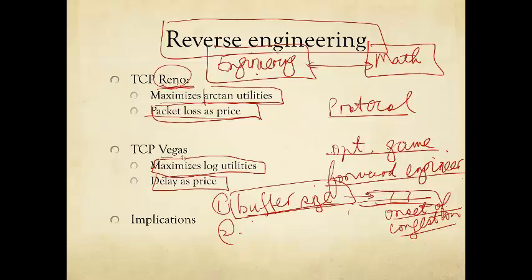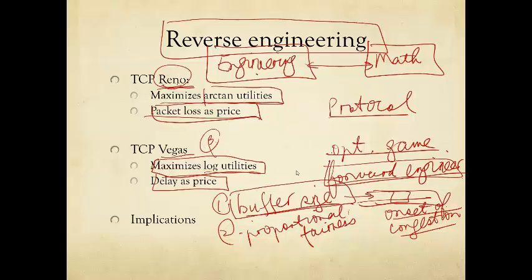Another implication, this time for Vegas, is that because it's been reverse engineered and shown to be maximizing logarithmic utility, it actually achieves proportional fairness in the allocation, if it can converge. Now back to that question, can it converge? Well, mathematically we say we need a small enough step size beta, which is not always the case for Vegas.